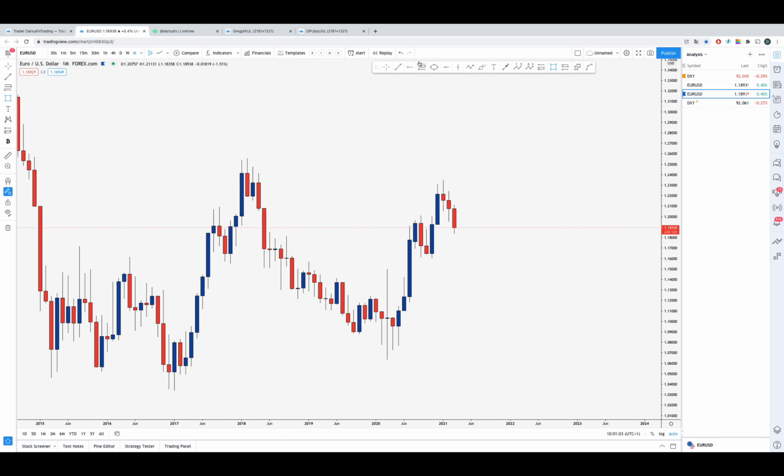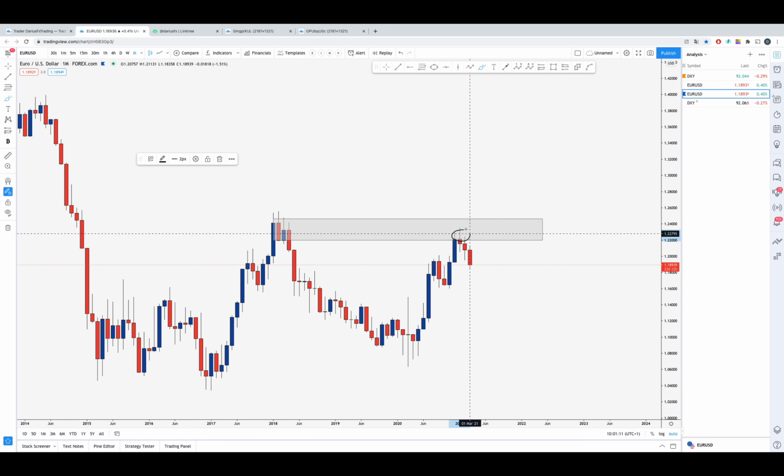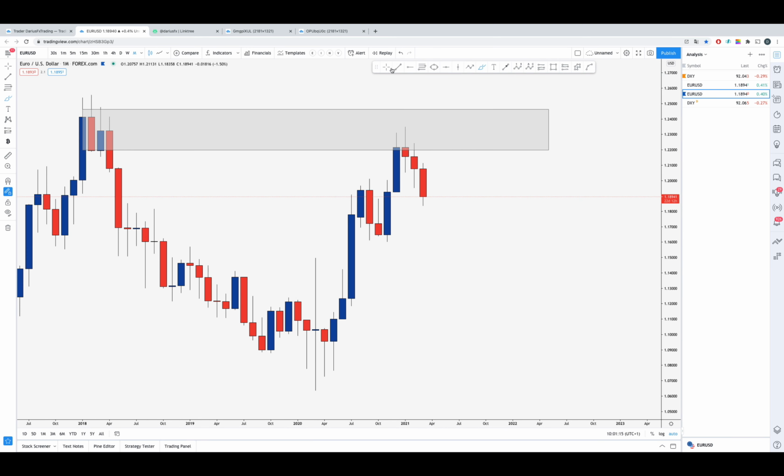So let me delete this one for you. I'm talking about this area of supply. So this is super in confluence with everything over here. The market is testing this area and currently dropping to the downside. But right now, guys, let's have a look at the structure. What we can see here is a level of support. So I'm talking about this one. That's a strong level of support.